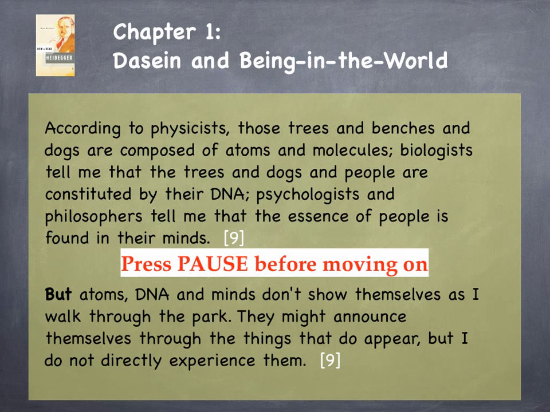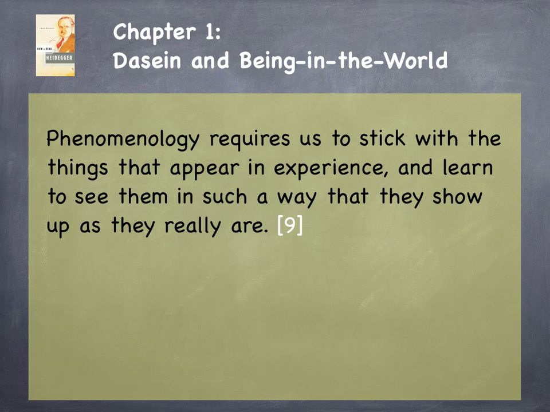Okay, I don't know about you, but I found Heidegger's definition of phenomenology a bit confusing. There are moments when I thought I understood it, but then when I went to put it in my own words, I got a bit stuck. Luckily, though, Rothel's gloss seems pretty easy to understand, at least I think so. Let's have a look at it. I'm going to highlight this phrase here, to stick with the things that appear in experience and learn to see them in such a way that they show up as they really are.